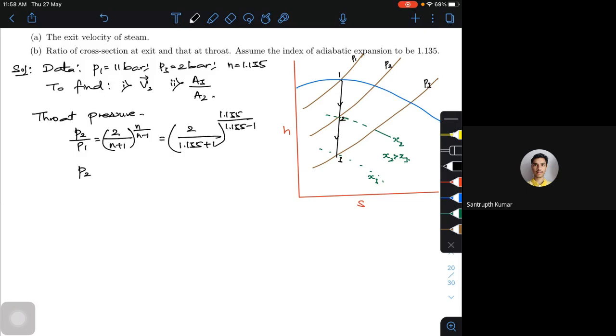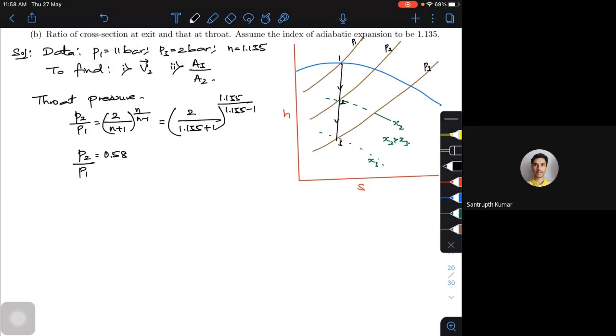So therefore, P2 by P1 is equal to 0.58, and P1 is 11 bar. So therefore, your P2 is equal to 0.58 into 11. Okay, I'm getting around 6.4 or 6.38 bar, which is exactly intermediate between your 11 and 2.